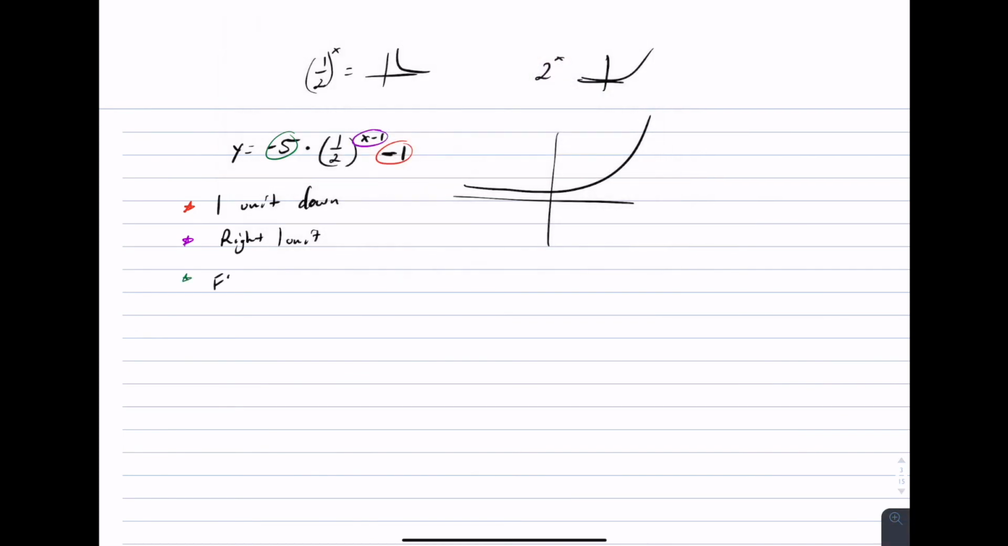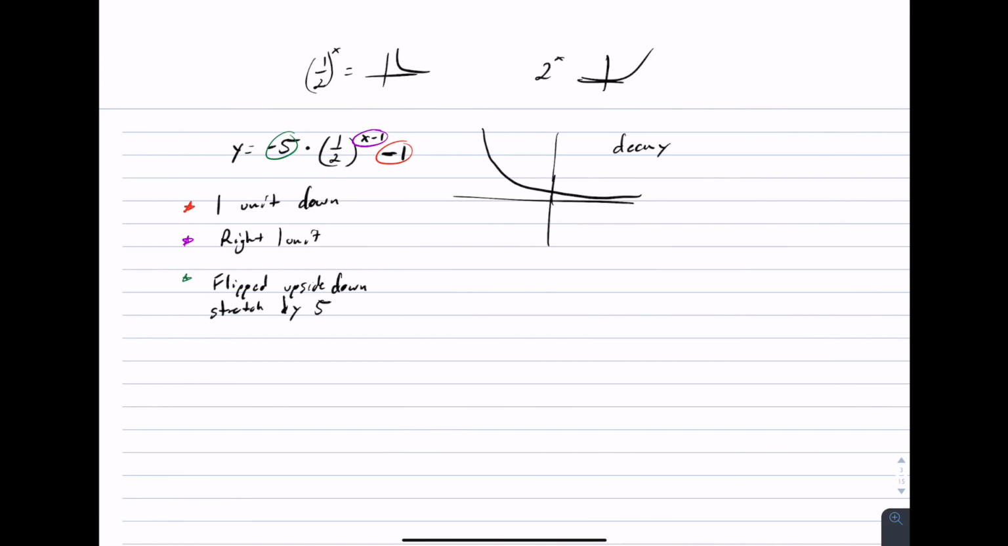So let's see, flipped upside down. And then we have a stretch by 5. Okay? And then we know that this would be a decreasing graph, or a decay, sorry. So I drew that wrong. The original should look something like this, because it's a decay function thanks to the 1/2 inside of there.